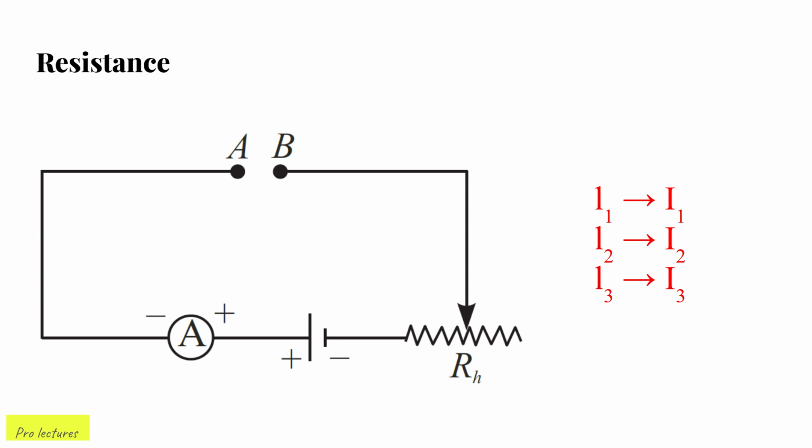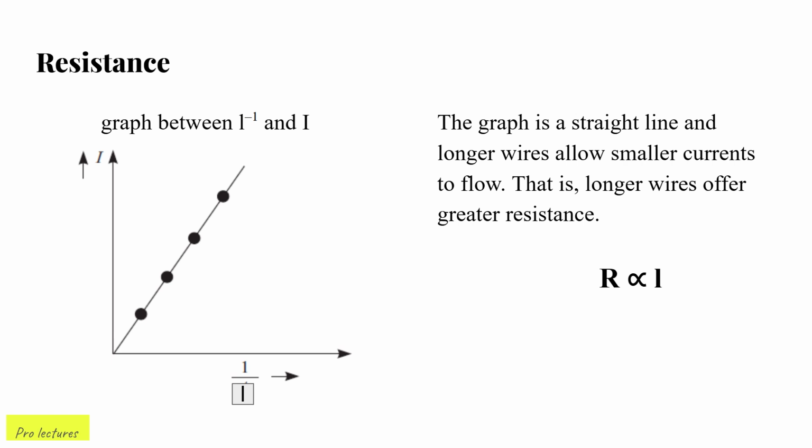Let the currents in the wires be I2 and I3 respectively. As you can see, the graph of 1 by L versus I forms a straight line. We observe that the longer the wire, the greater the resistance, and therefore the smaller the current. Mathematically, we can express this as R is proportional to L, where L is the length of the wire. So longer wires offer more resistance to the flow of current.